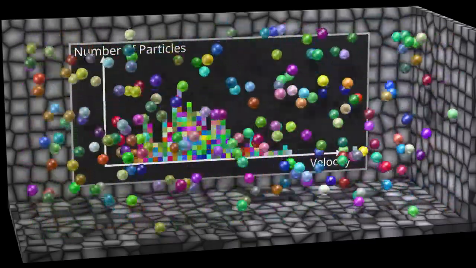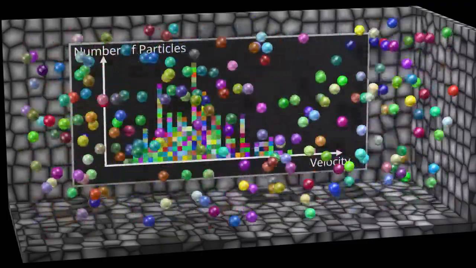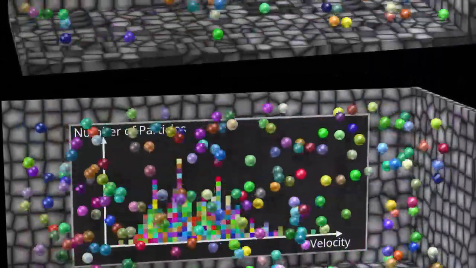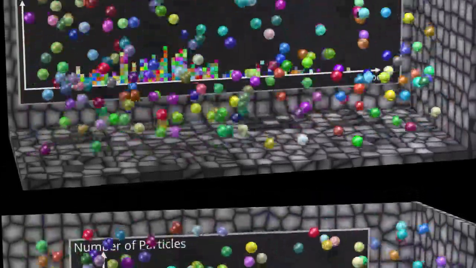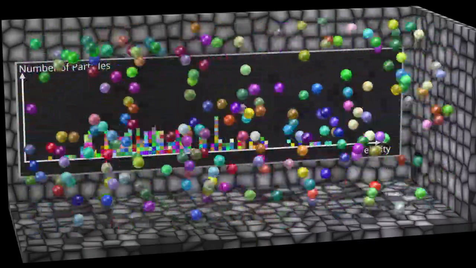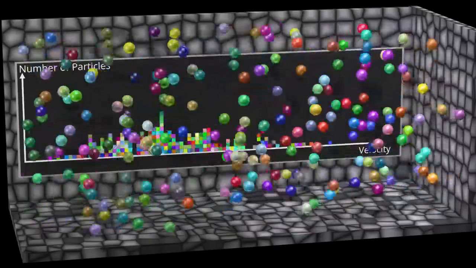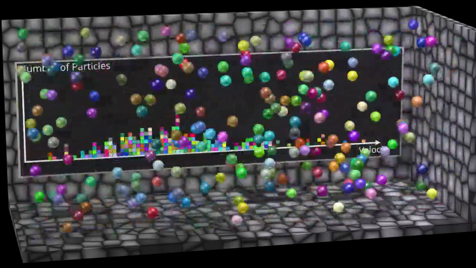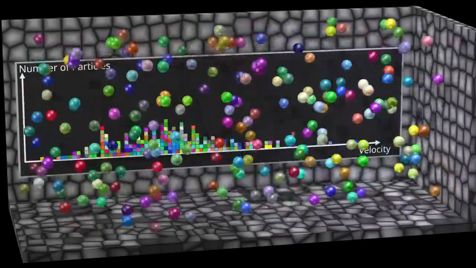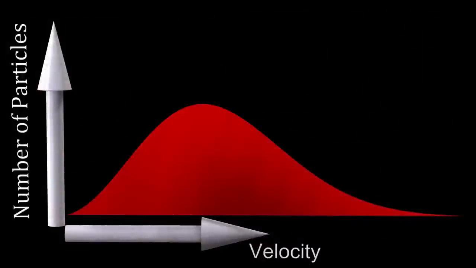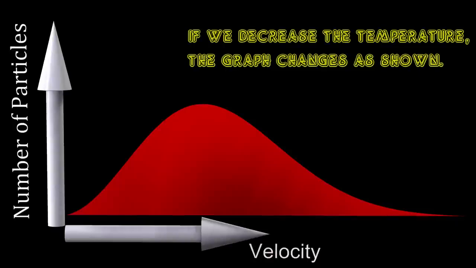If we increase the temperature by adding energy to the system, the graph for the velocity distribution changes as shown. This system now has a higher entropy than before, because with more energy, there are more different ways in which the energy can be distributed. On average, the graph will look like this. If we decrease the temperature, the graph changes as shown.